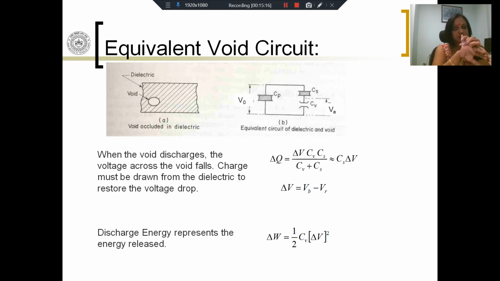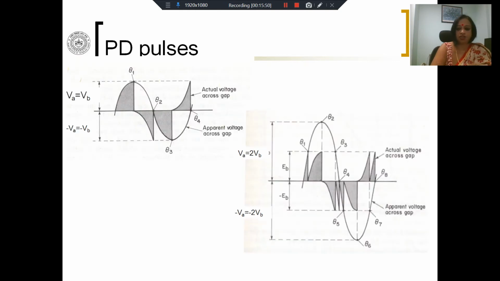So there will be light emission, there will be sound emission, there will be chemical reactions, creation of decomposition gases. For example, in air you have ozone. Here you might have some other byproducts depending upon what material surrounds the void and what gas is present within the void. So this energy is released. Energy is also released in the form of electromagnetic waves. We will discuss this later, but discharge energy is involved whenever we have partial discharges.